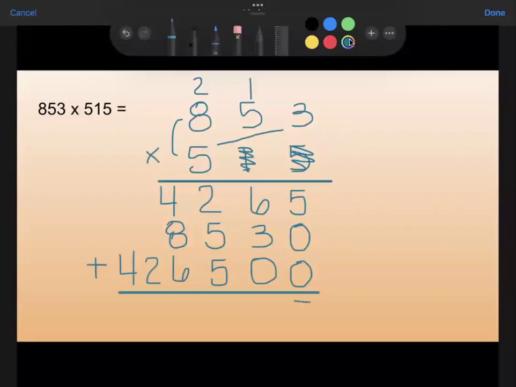Okay, now let's add this up. 5, 9, 12. This is a big one. Okay, 1 plus 5 or 1 plus 4 is 5. 5 plus 8 is 13. 13 plus 6 is 19. Then a 3 and then a 4. So the final answer to this one would be 439,295.